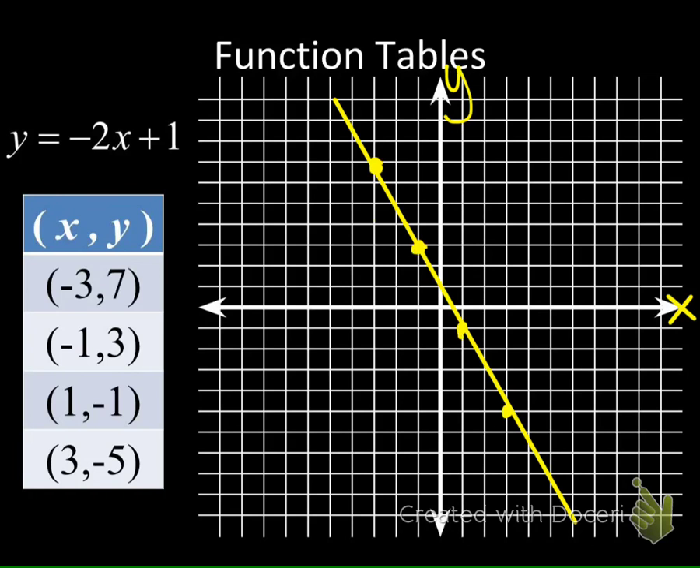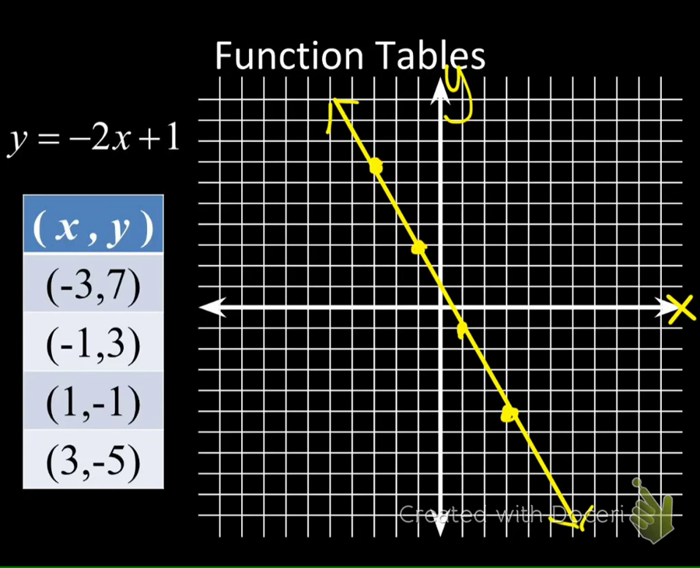Now, what do you notice about this line and these points? What kind of line did it make? A long one that's straight. Because it's straight, it means we completed our function table correctly. Now, if we were to graph these ordered pairs, and we had a point up here and our line would not be straight, our function table would be incorrect.